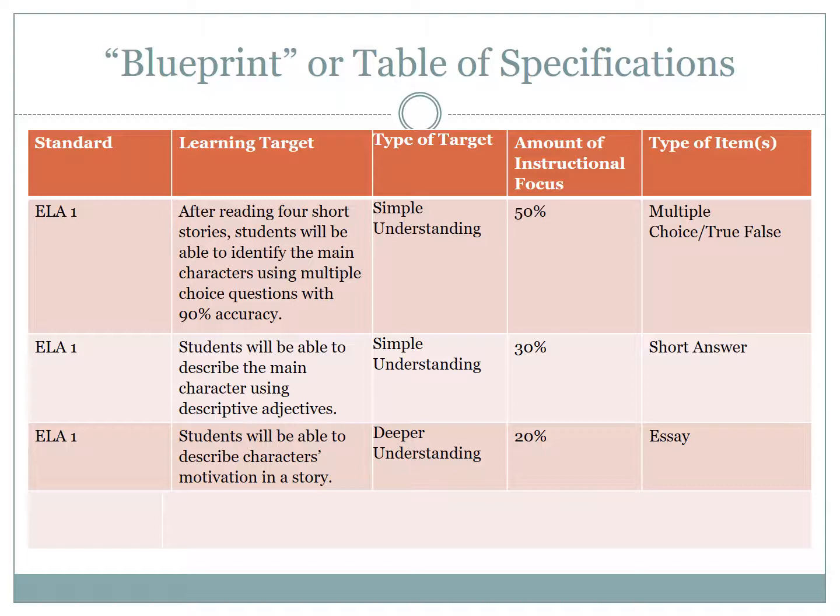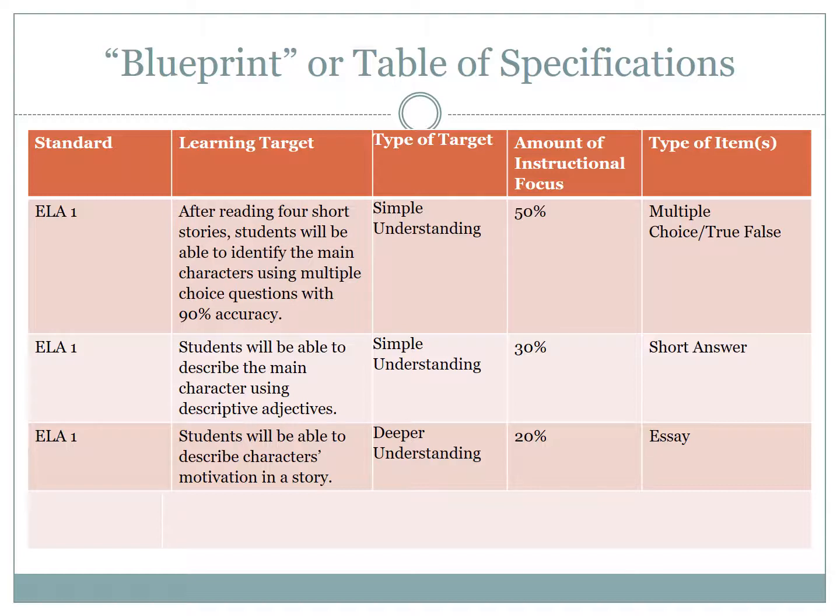Here's the blueprint or table of specifications that I mentioned earlier. On the left, we have an English language arts set of standards. We have a learning target column. We have the type of target that it is. Is it simple understanding or is it deeper understanding? You could have also put skill or product. The amount of instructional focus, in other words, how much time was spent teaching the target, and the type of items that should be used.